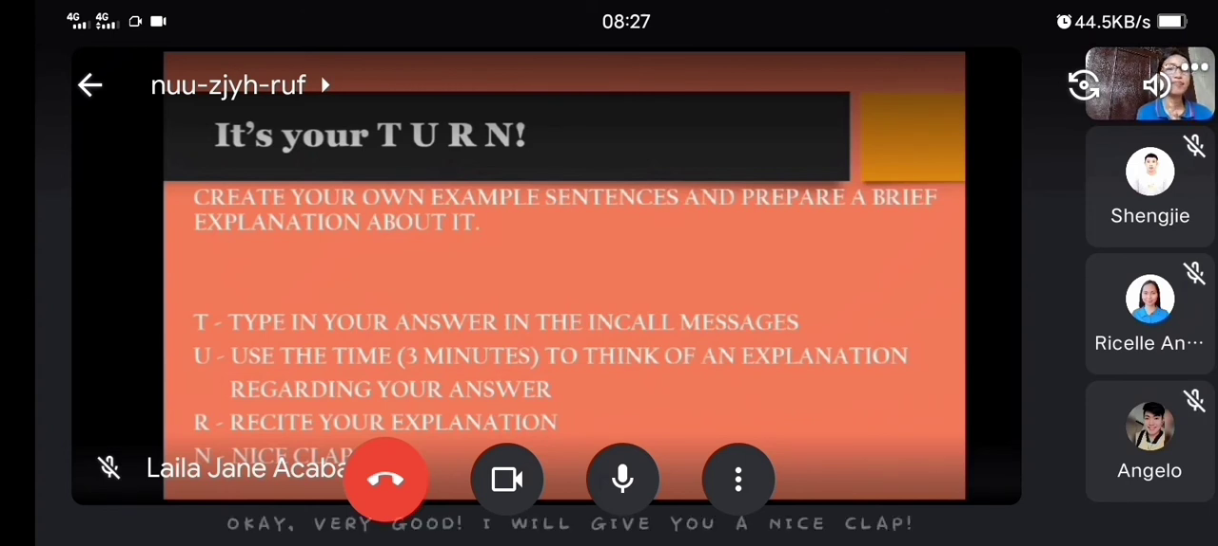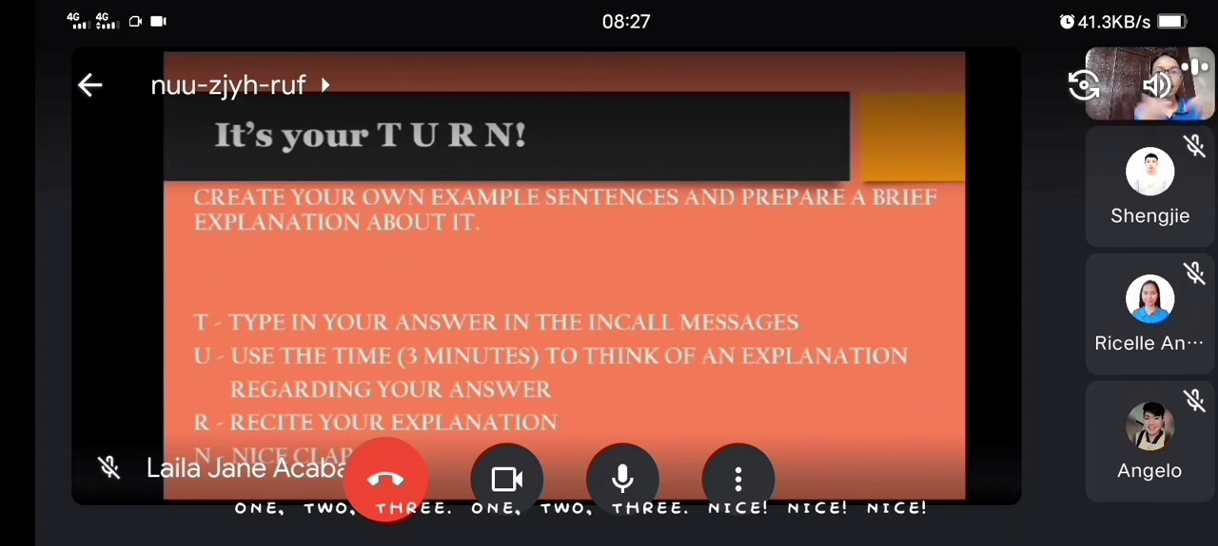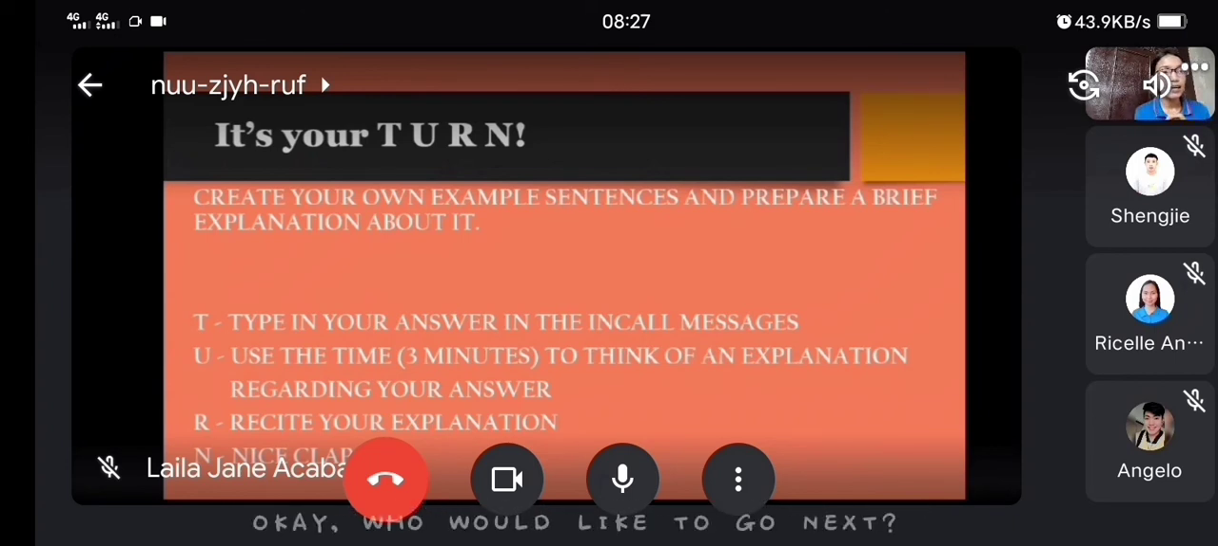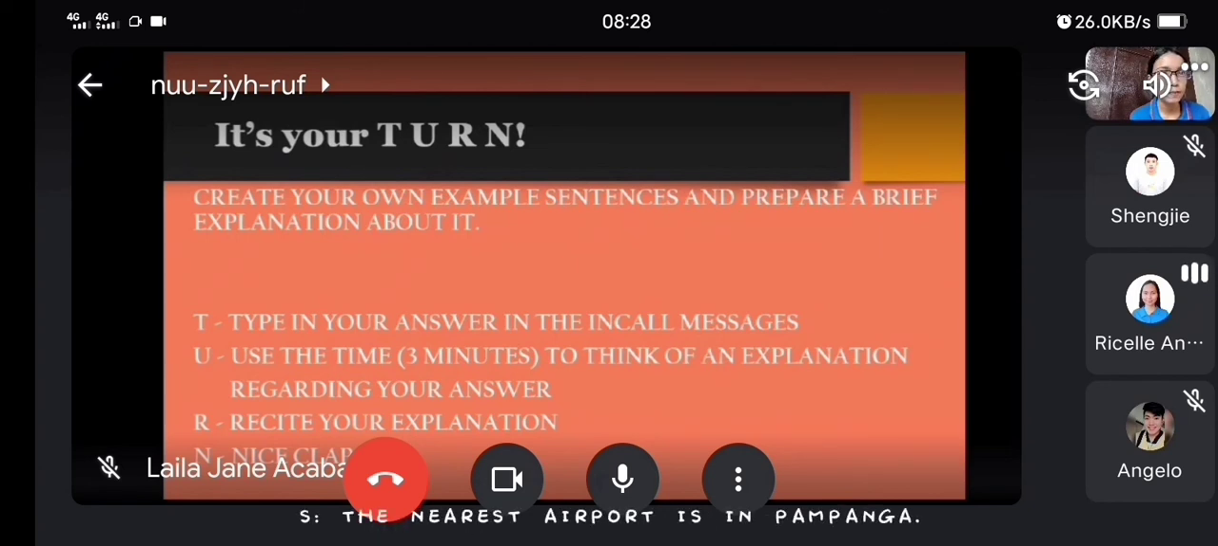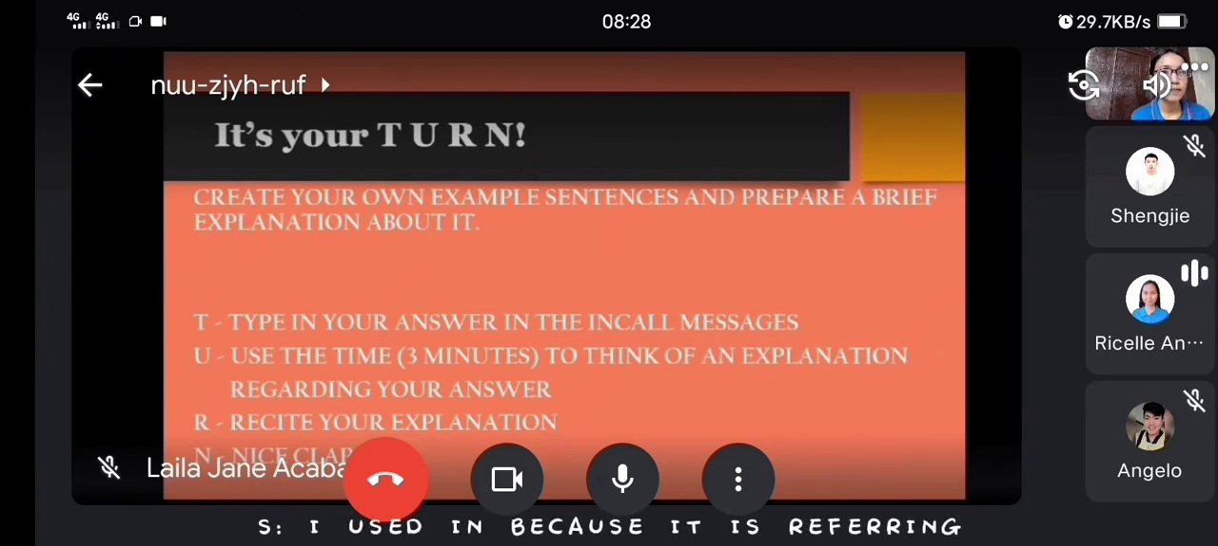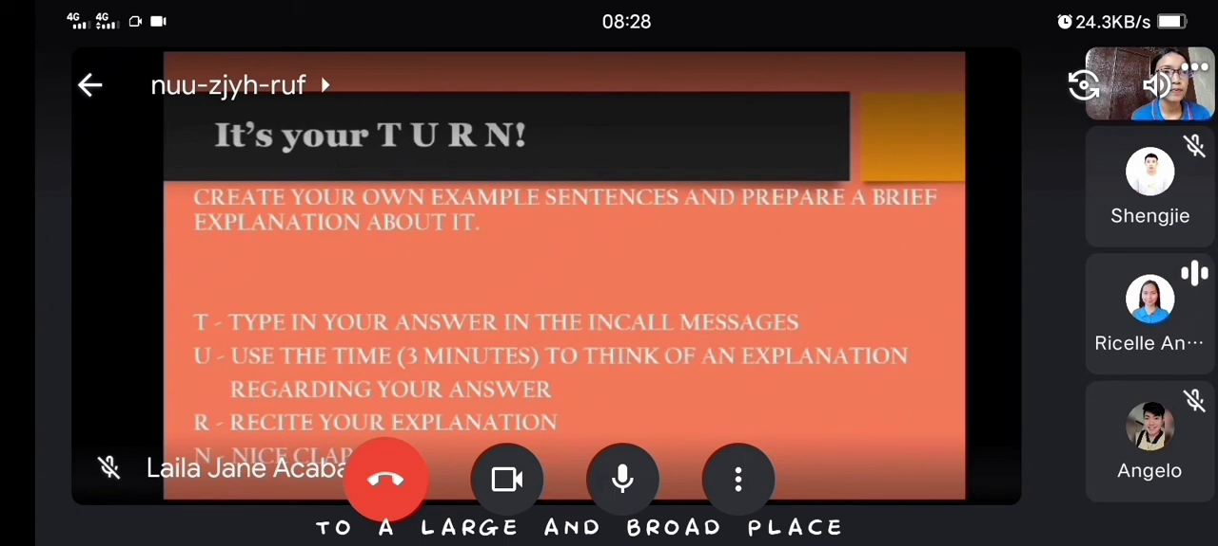Okay, very good. I will give you a nice clap. 1, 2, 3. 1, 2, 3. Nice, nice, nice. Okay, who would like to go next? Rizal, ma'am. Okay, Rizal. I used in, ma'am, and my sentence is the nearest airport is in Pampanga. I used in because I am referring to a large and broad place, ma'am.